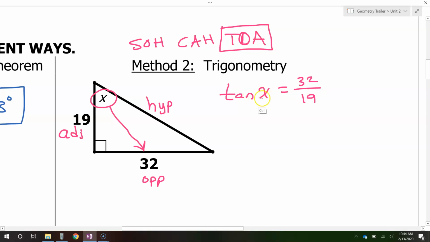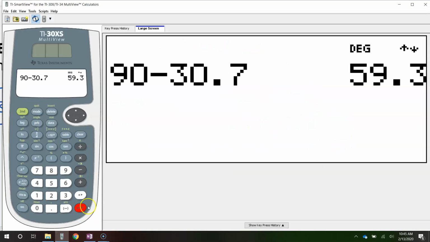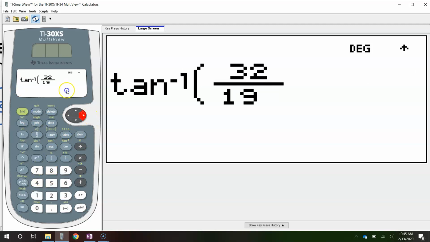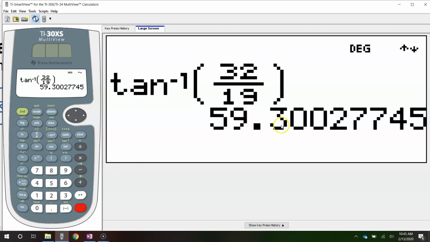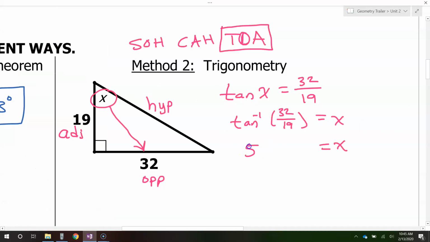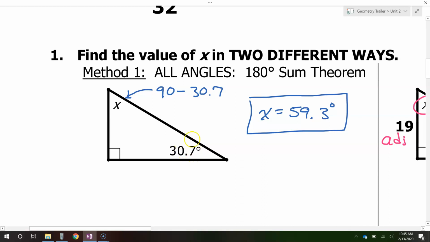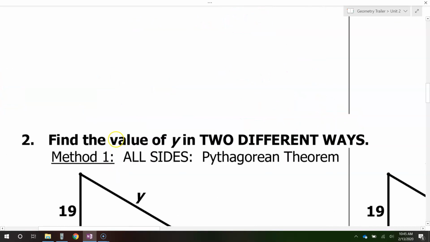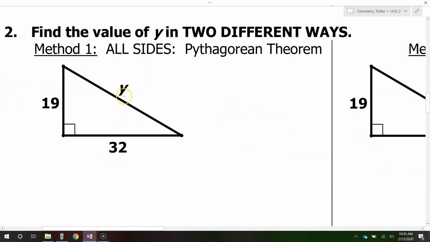When the variable is inside the trig function, this is when we do the inverse. So I will write inverse tangent of 32 over 19 is equal to x. And at that point, it's just a calculator problem. So I can do inverse tangent by hitting second tangent and 32 over 19. So that is 59.300. Okay, so that's another way we can find x. So we could use the 30.7 and subtract from 90, or we can use tangent and inverse tangent to find it from the sides.